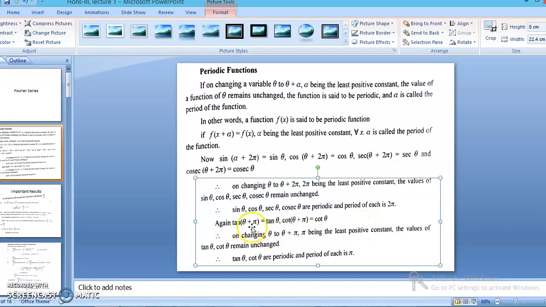In the case of tangent theta, the value of the function repeats after an interval of pi. So we can say that its period is pi. Tan theta and cot theta are also periodic functions with period pi.